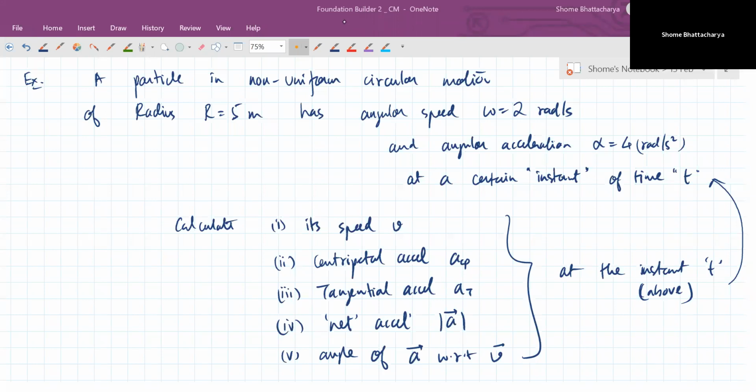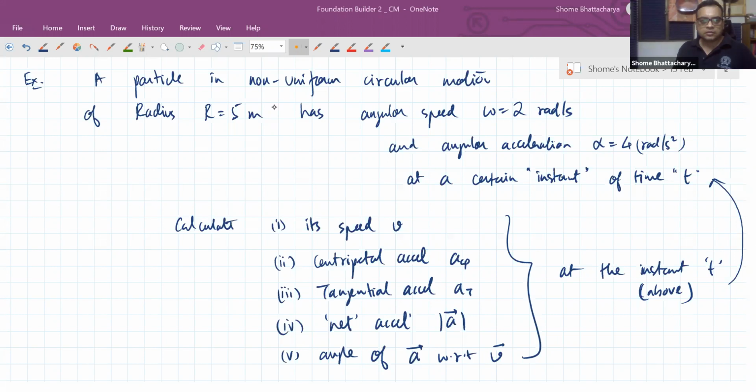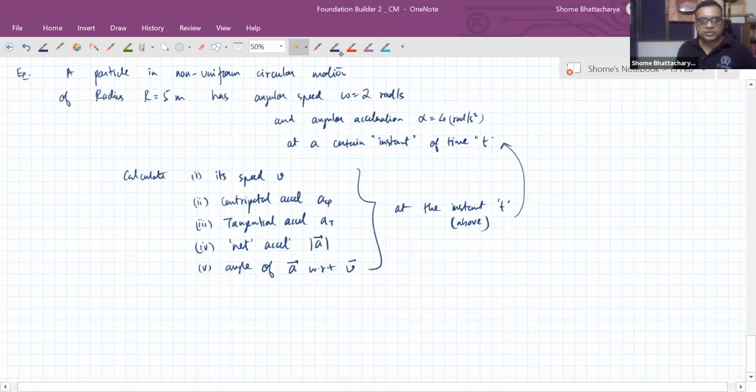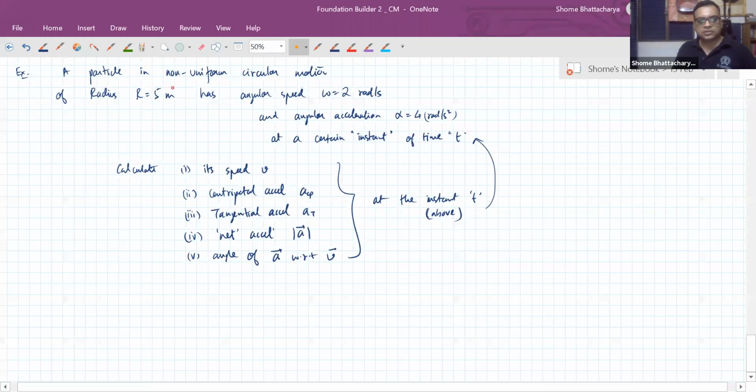Okay, very good. Let's verify the answers, Deep. So basically, see what information is given to us. Radius is given. At that instant, the angular speed is given, and at that instant, the angular acceleration is given. So first thing we can do is we can use v is equal to r omega. So we'll get the instantaneous speed at that moment as 10 meters per second.